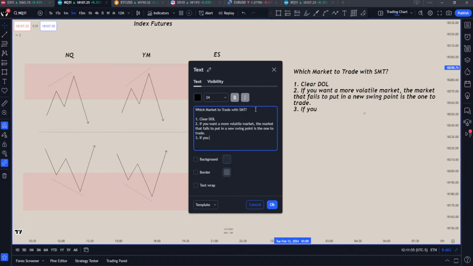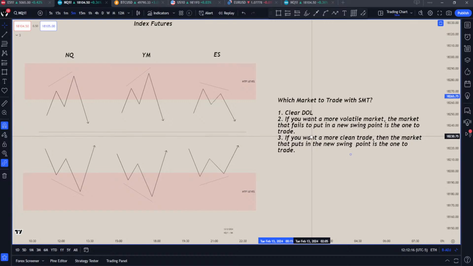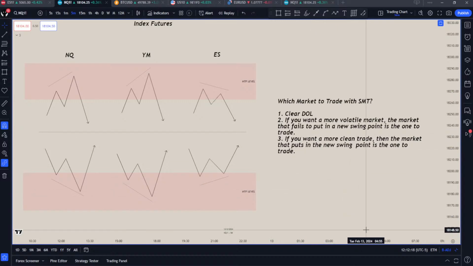And then if you want a more clean trade, then the market that puts in the new swing point is the one to trade. Okay. Is that clear to everybody?